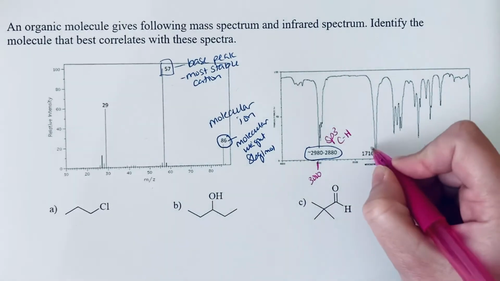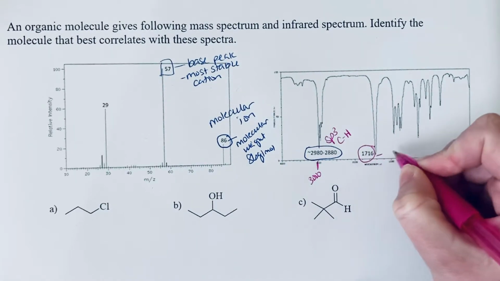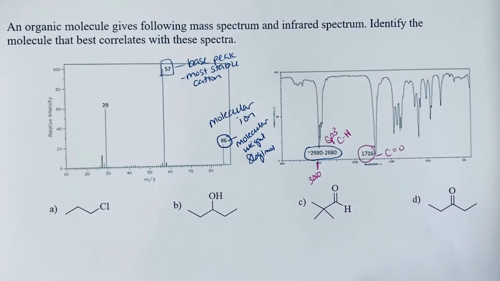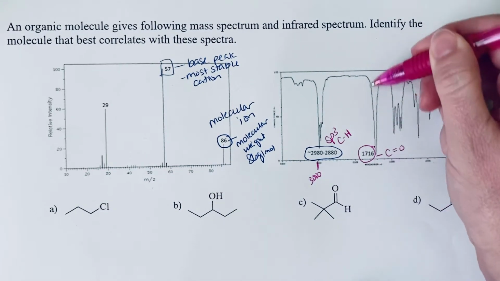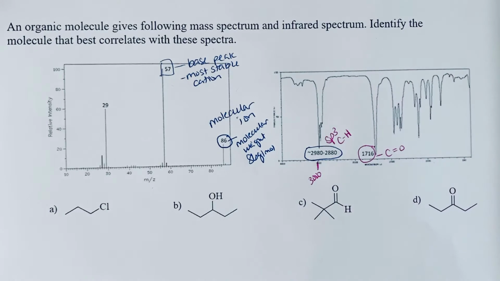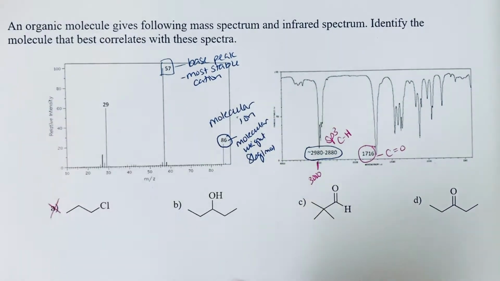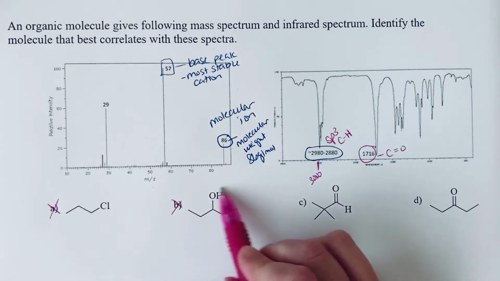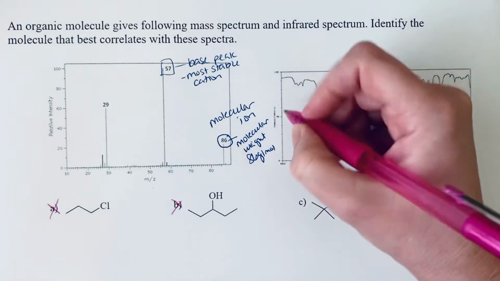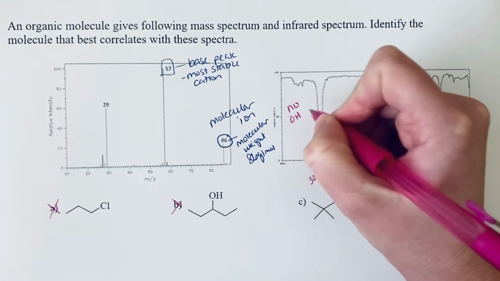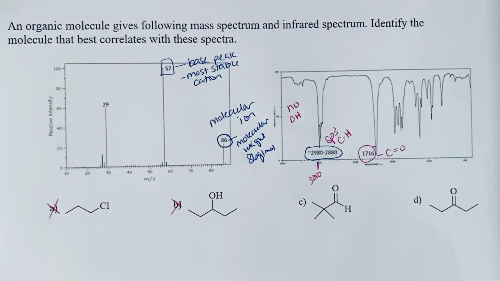And we see this peak at 1716. So this is a carbonyl. It's in the double bond region, really intense because that's a very polar bond. Now we can eliminate both A and B because they do not contain a carbonyl. Also for B, we do not see the alcohol peaks. We see no OH that could indicate an alcohol.